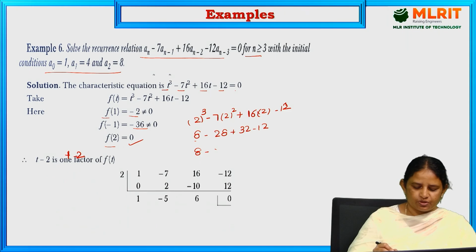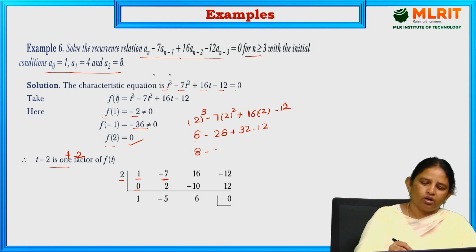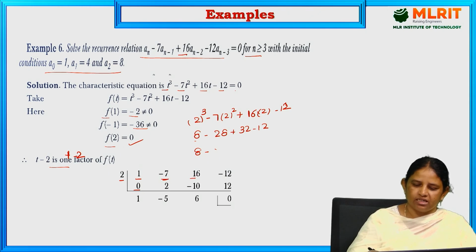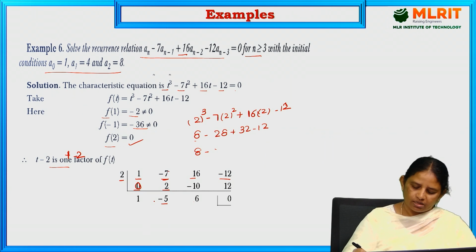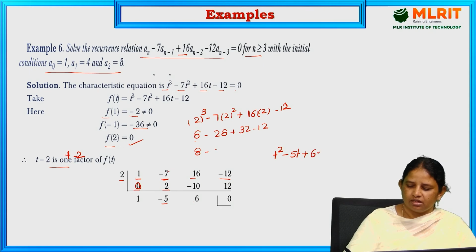Then we have to substitute t equal to 2. What are the coefficients of a n? That is 1. The coefficient of a n minus 1 is minus 7. The coefficient of a n minus 2 is 16. The last term is minus 12. Then we put 0. 2 1 is 2. Minus 7 plus 2 we get minus 5. Minus 2 minus 5 is 10, 6. 2 6 are 12. What is the equation? That is t square minus 5t plus 6 equal to 0.